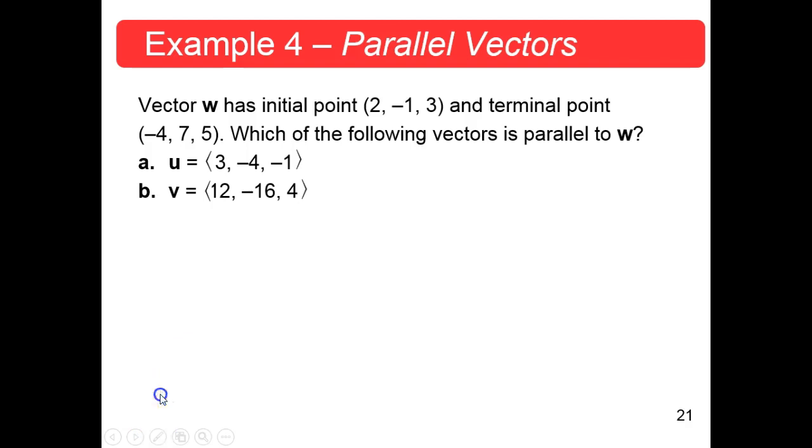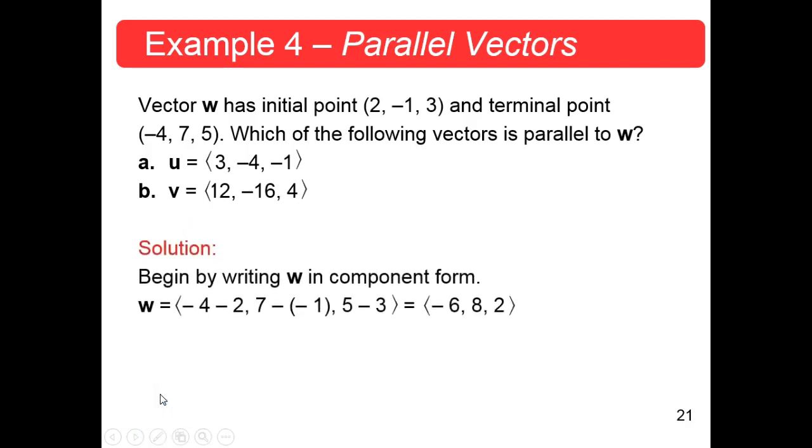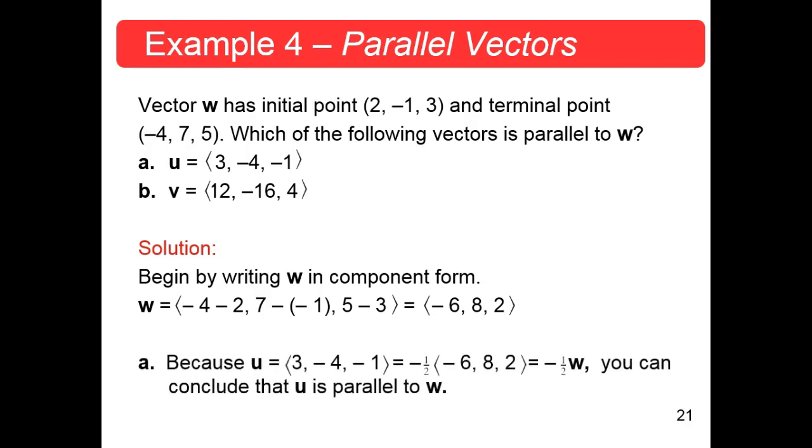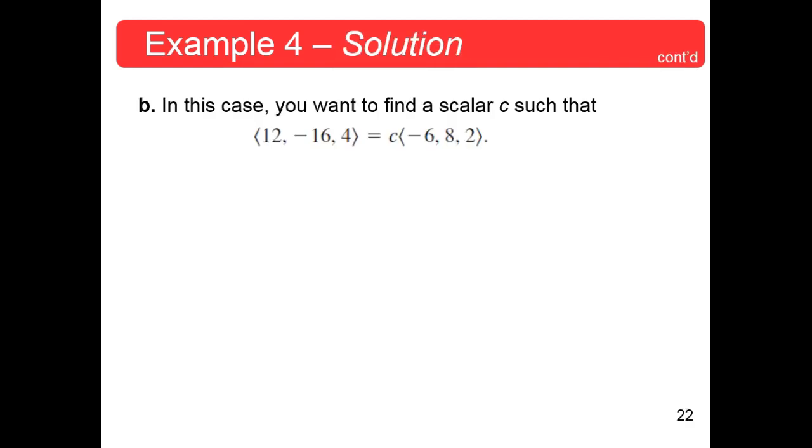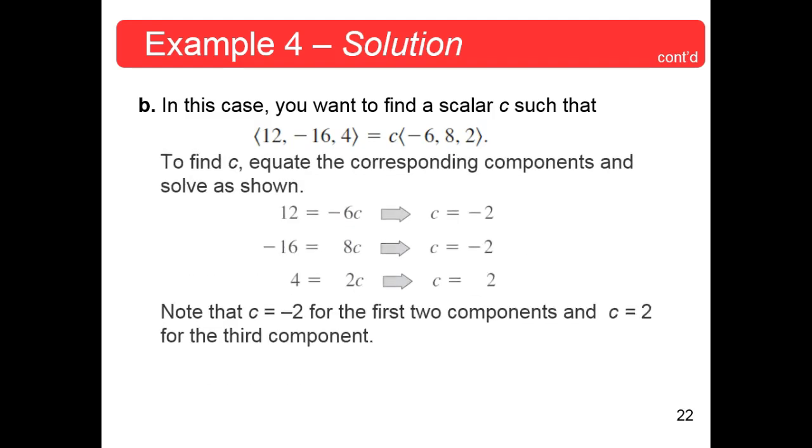Let's erase this. And they started off by figuring out what W was, negative 6, 8, 2. Look at that, they got it right. And then because U is exactly negative 1/2 of W, or in other words, W was exactly negative 2 times U, then you can conclude U is parallel to W. The B one, though, we needed a scalar that would do that. Let's see if we can work.